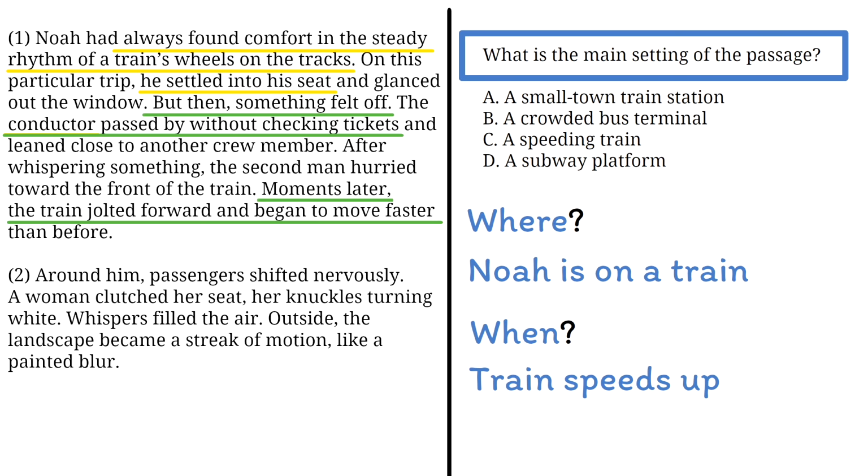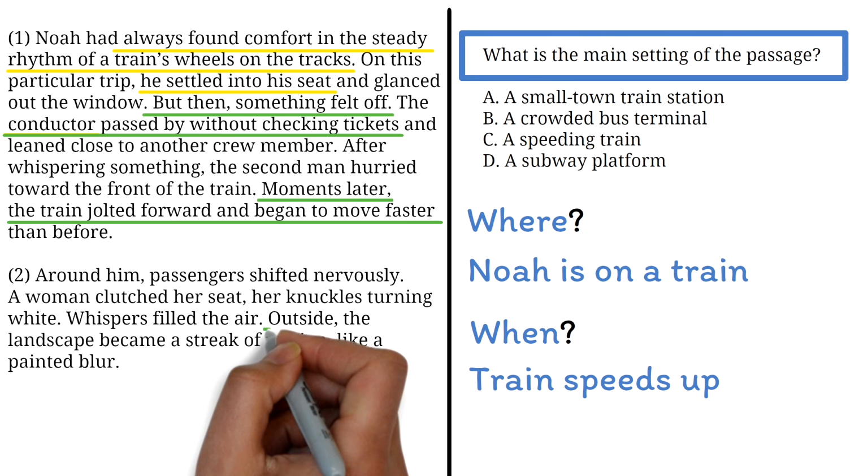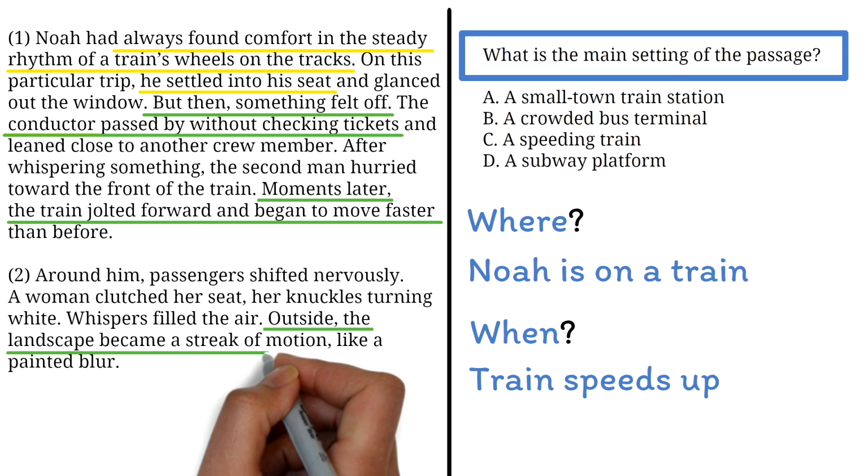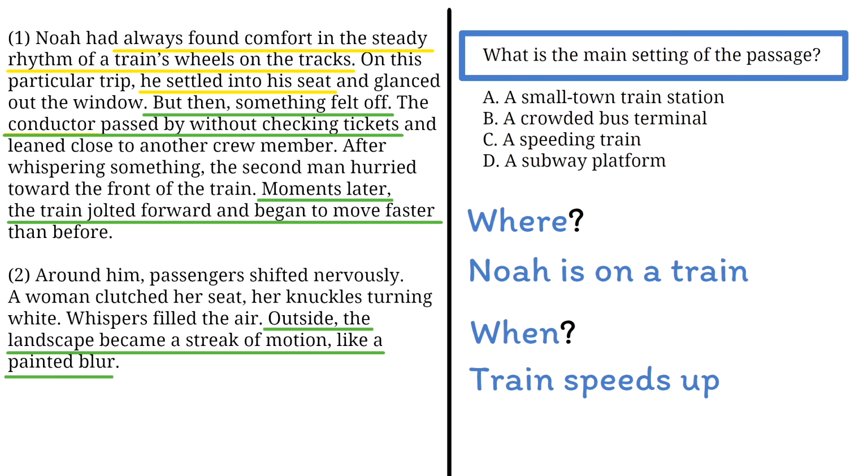And this speeding train is further supported in the 4th sentence of paragraph 2, when outside, the landscape became a streak of motion, like a painted blur. So in just the first paragraph, we know Noah is on a train, and then suddenly the train begins gaining speed. Then in the second paragraph, it backs the speeding train, with evidence that everything outside starts to look like a painted blur. This is when tension starts, fear builds, and the rest of the story unfolds.